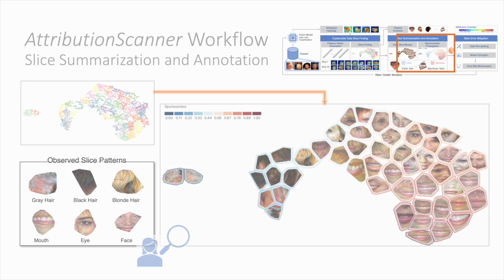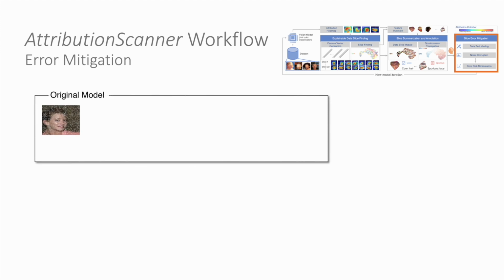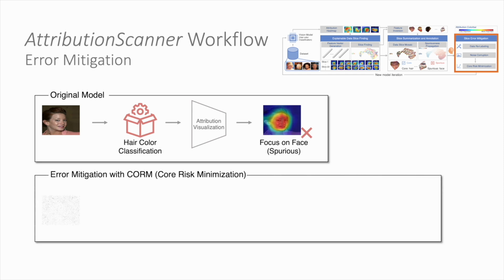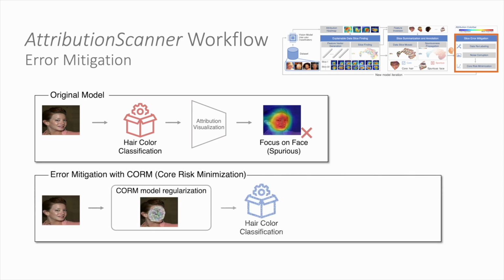For example, consider a hair color classification model. If the most discriminative feature is the mouth, the model is focusing on the wrong portions of the image, creating spurious correlations. The spurious slices can then be mitigated by retraining the neural network using a core risk minimization approach, which adds noise to the spurious features based on the data slices.